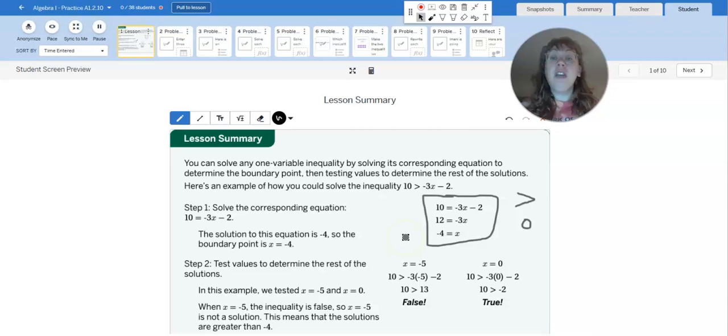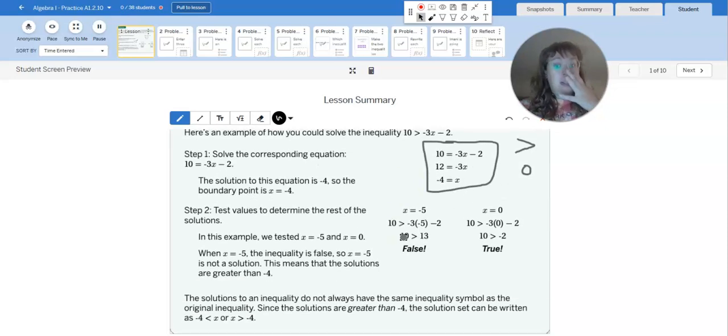And to figure out if we're shading to the left or to the right, we can test some values. So they chose to test negative 5 and 0. Negative 5 is to the left of negative 4, 0 is to the right. So since we got a true solution with 0, we are going to shade to the right.